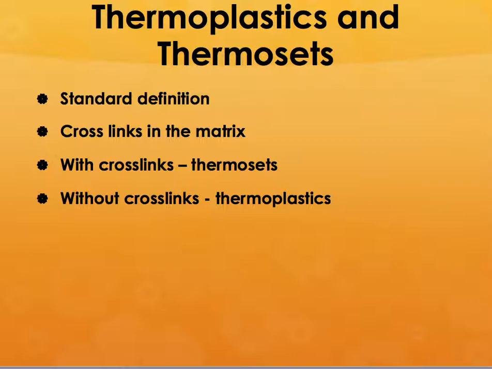Now let us come to the difference between thermoplastics and thermosets. So the standard definition is that a material or a matrix that cross-links inside the matrix when you apply an increasing temperature is a thermoset, and one that does not cross-link but just melts, and solidifies when you cool it down, is a thermoplastic.